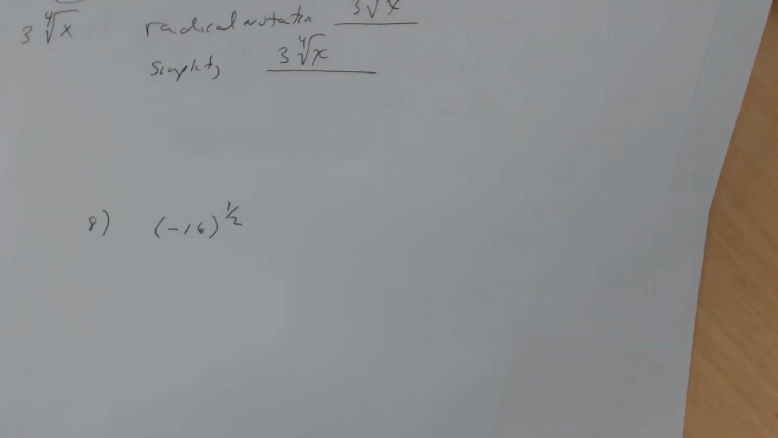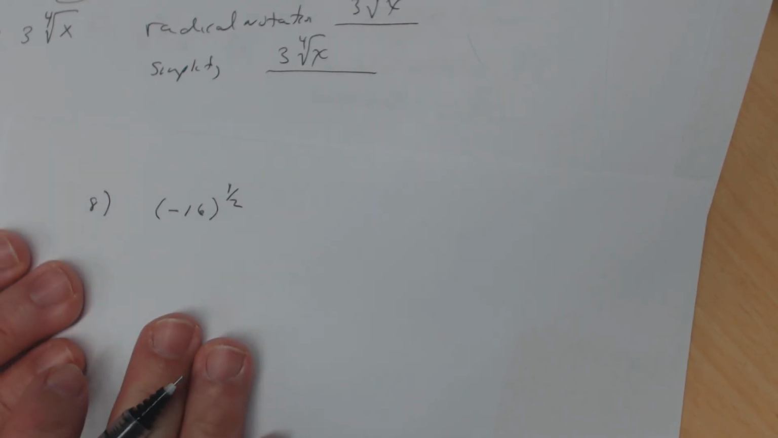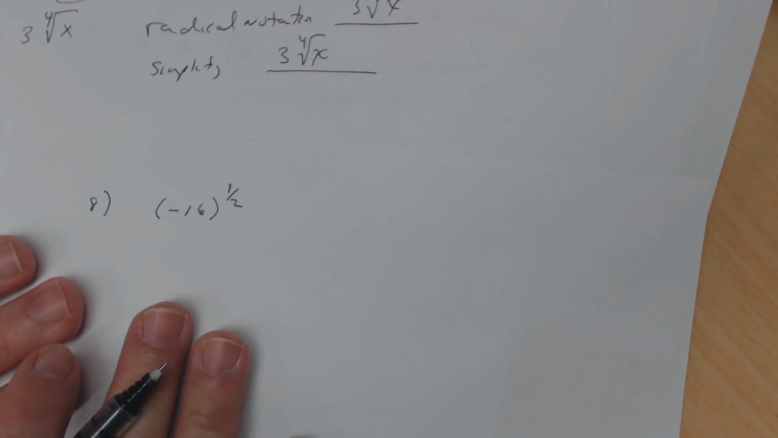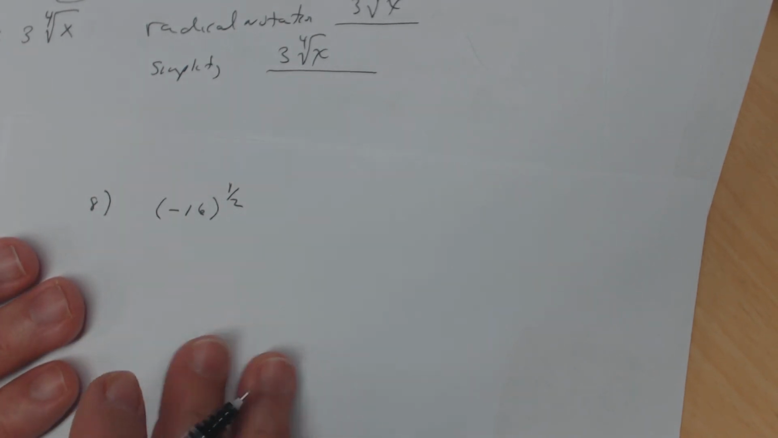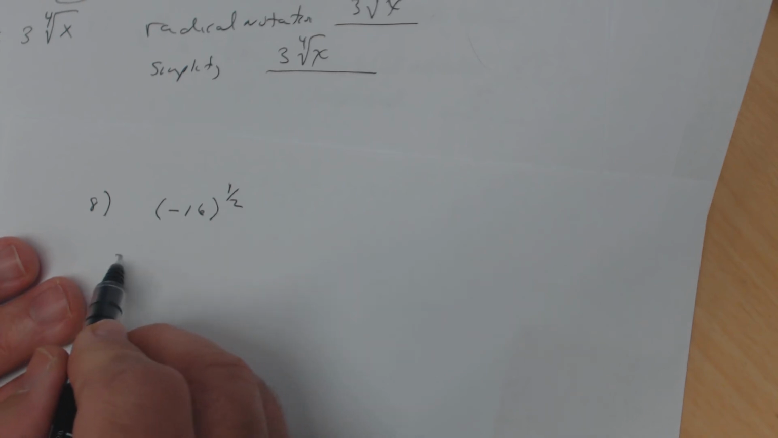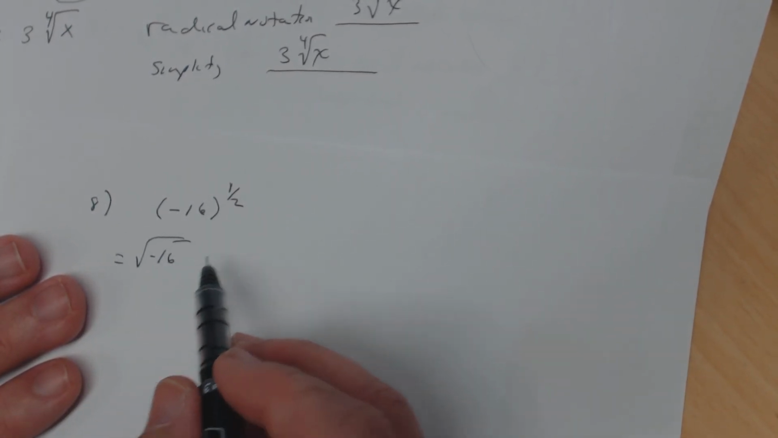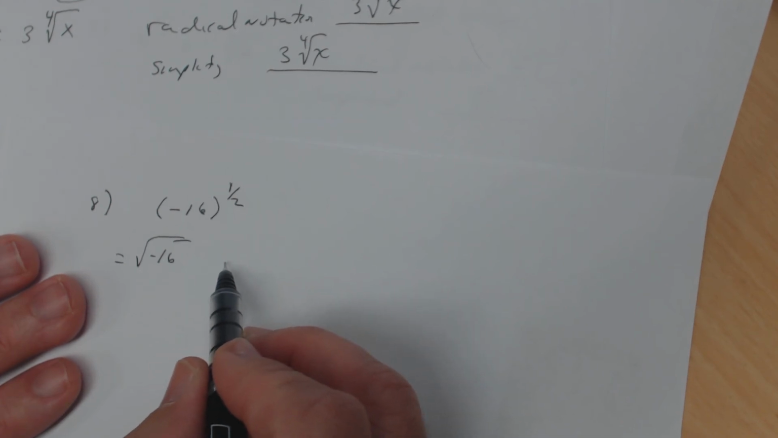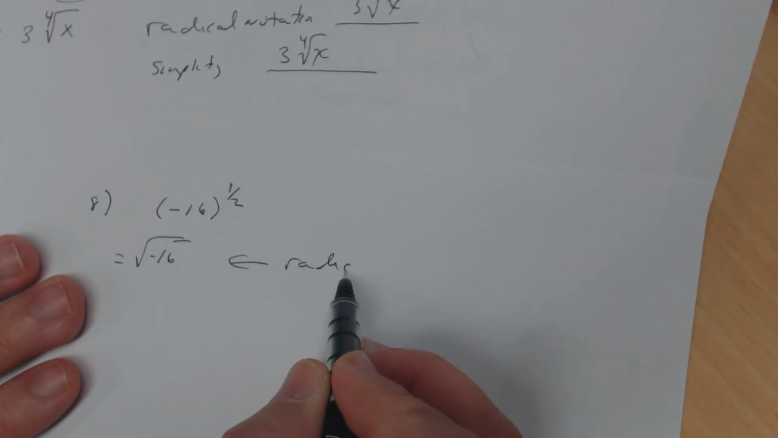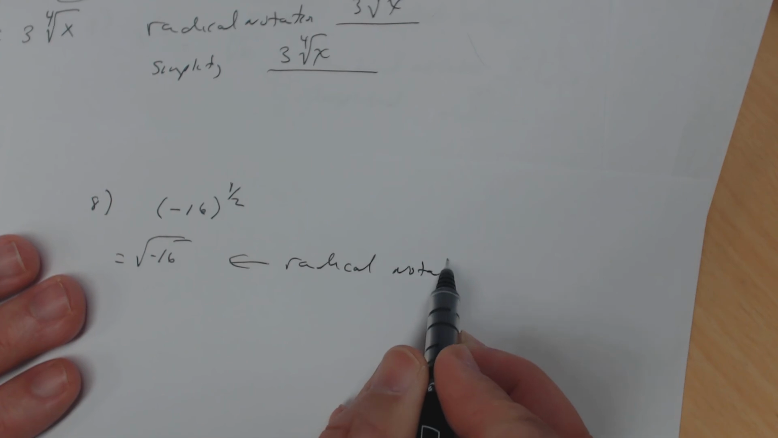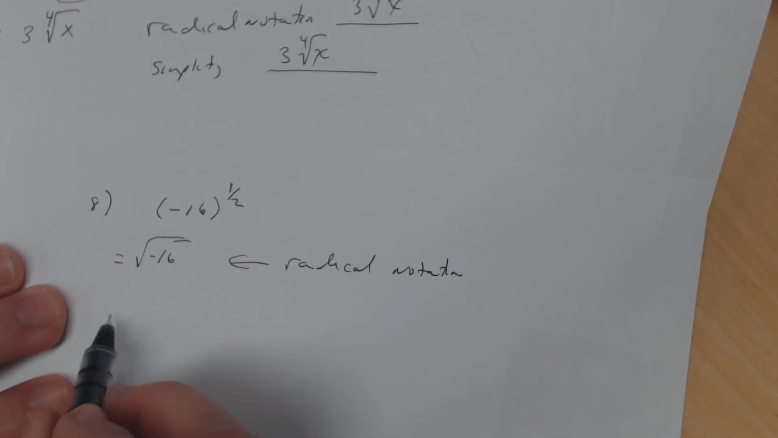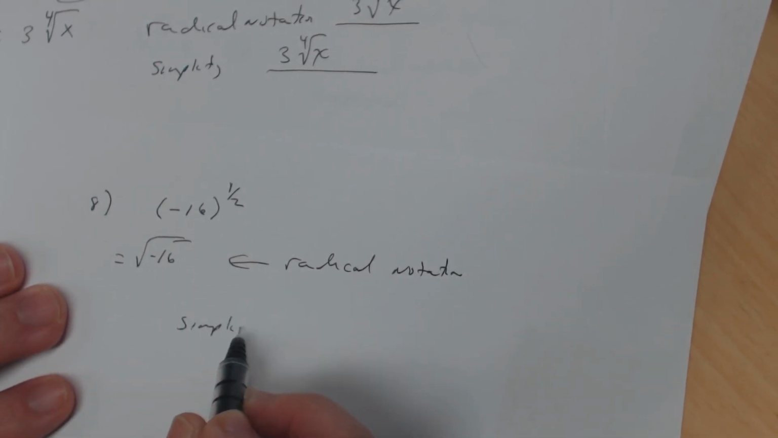Now we talked about complex numbers and imaginary numbers in a previous lesson, but all they want you to do here is this. If it's not a real number, just say not a real number. First of all, this is going to be the square root of negative 16. So there's your radical notation. And in terms of simplifying, you would say not a real number.